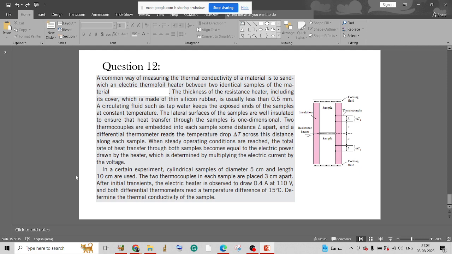See, the thickness of the heater is also given, and the sample's diameter and length are also given. So you can clearly find out the area. What is the area that will be applicable here? It will be the area from which the heat will be flowing, right? That is the area between the sample and the heater. That will be our main focus. If the sample is a cylinder, you can understand what the projection area will be, that is, the area that will be used for the heat to travel.